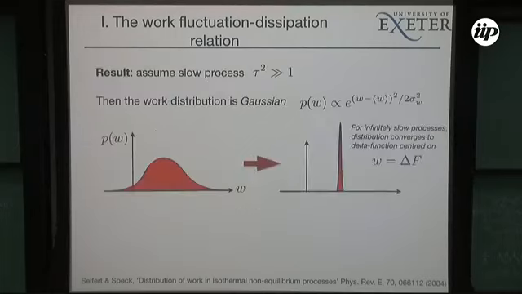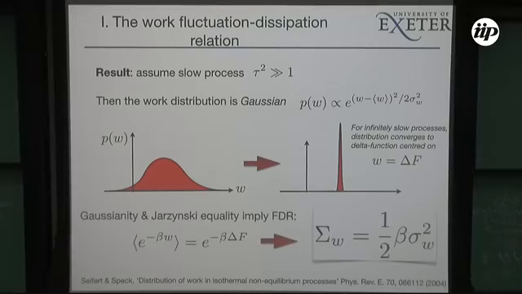What Seifert and Speck showed is that if the process is slow enough, so if you take the time in which you do this to be a very large number, the statistics of this work variable become Gaussian. So the shape of the work distribution becomes Gaussian to this order. In the infinite time limit, this eventually becomes a delta function. The fluctuations go to 0, and it becomes peaked on the free energy change. So this is what we expect.